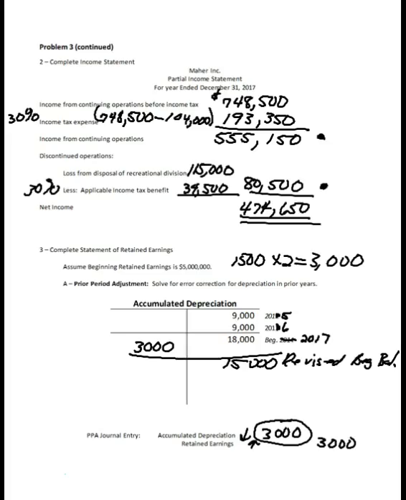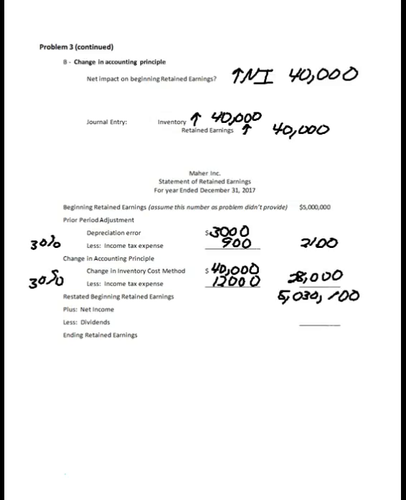We're going to go back. Net income. Put that in there. $474,650. There were no dividends. And so ending retained earnings, $4,555,450. Okay, so that gets at 2 of those changes, errors and change in principle.